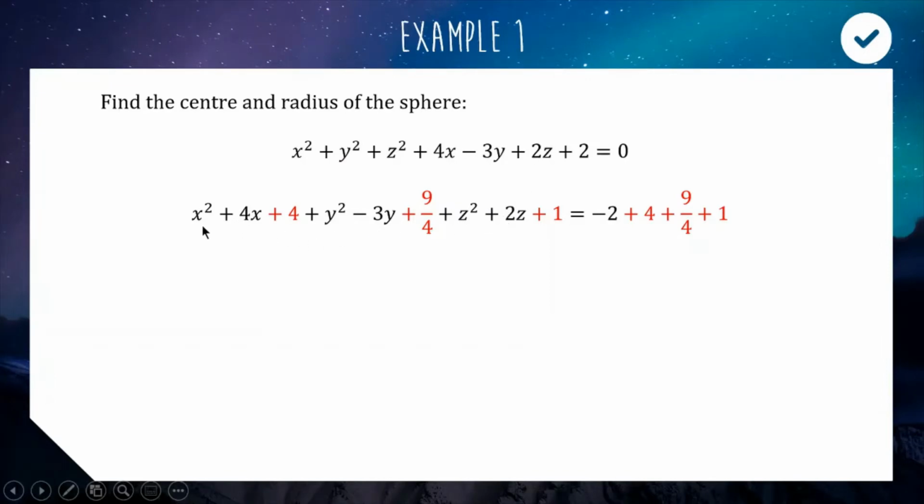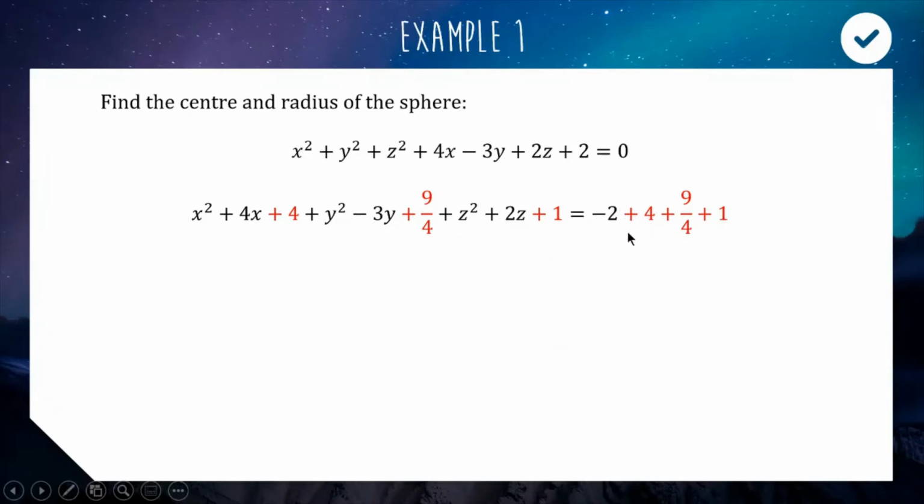Now we say to ourselves, well, half of 4x is 2x, or half of 4 is 2. Square that is 4, so we'll add that to both sides. The one in the middle is a bit tricky because half of negative 3 is negative 3 on 2. And then when you square that, you get positive 9 on 4. So we'll add that here and add that here to complete the square. And then this one just needs to add 1 to both sides.